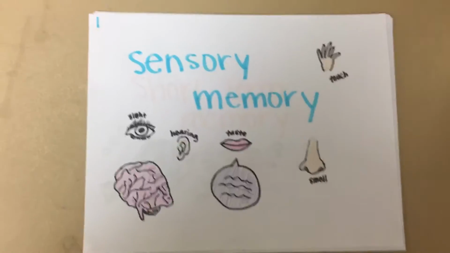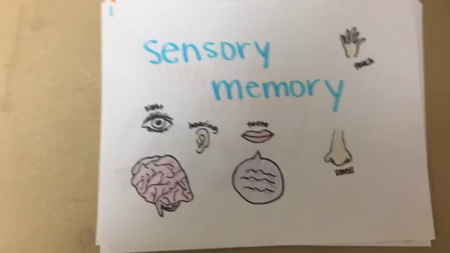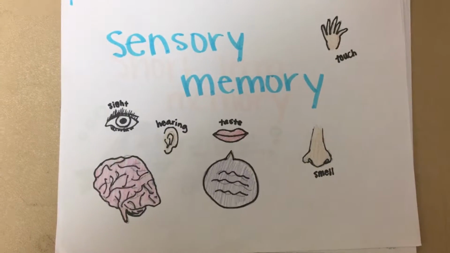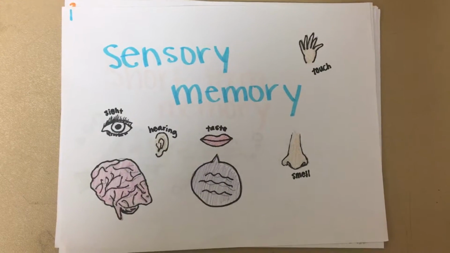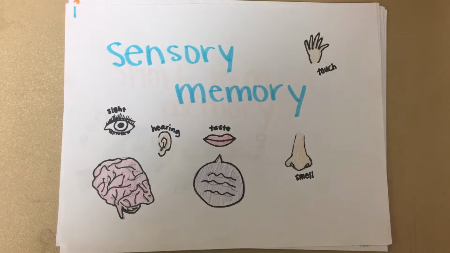Sensory memory. Sensory memory is when you receive information from outside environments. It has a large capacity. It contains sensory information and has a very brief retention of images, up to a half second for visual. Here we drew the 5 senses in the brain which hold your memories.